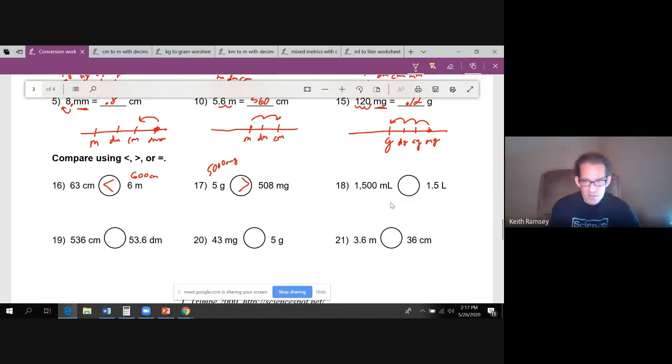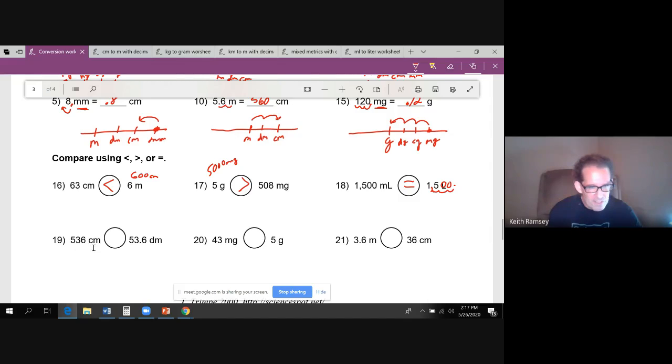So check this out. If there's 1,000 milliliters in a liter, then I would convert 1.5 liters to milliliters by moving the decimal this direction 3 steps. So here's once, twice, 3 times, and I'd put zeros here. What does this become? This becomes equal. 1,500 milliliters is 1.5 liters.